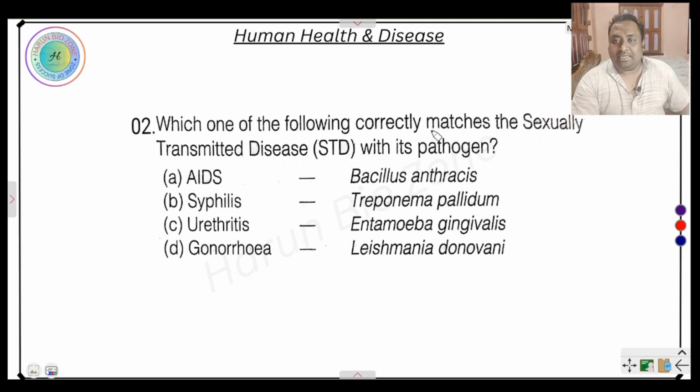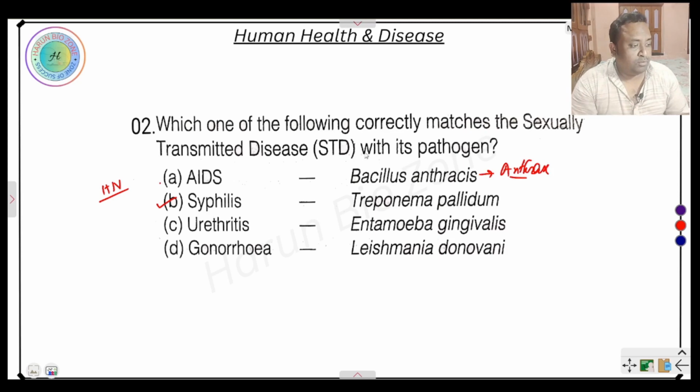which one of the following correctly matches the sexually transmitted disease or STD with its pathogen? AIDS with Bacillus anthracis, syphilis with Treponema pallidum, urethritis with Entamoeba gingivalis and gonorrhea with Leishmania donovani. So here the correct option is syphilis. Syphilis is caused by Treponema pallidum, but AIDS is caused by the HIV virus, human immunodeficiency virus, and Bacillus anthracis causes anthrax disease.